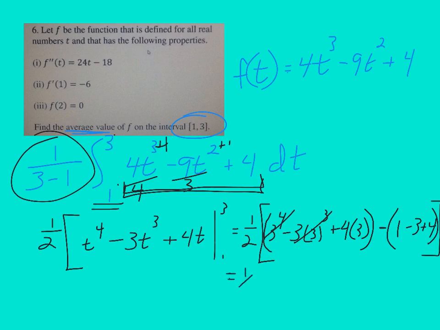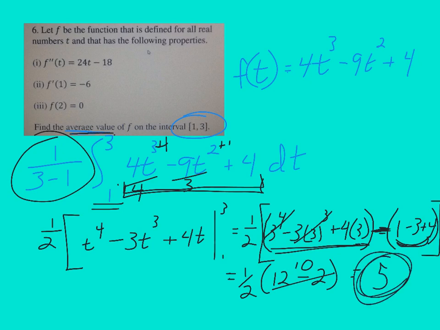Okay, so I have 1/2. Everything here is 12, minus all of this part here. So I have 1 minus 3 plus 4, that is 2. So this is 10, half of 10, 5. So ultimately our average value over the interval 1 to 3 is 5.